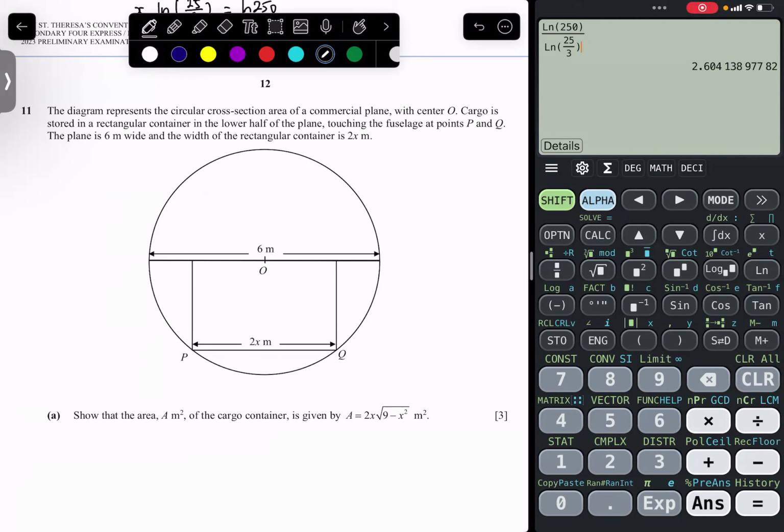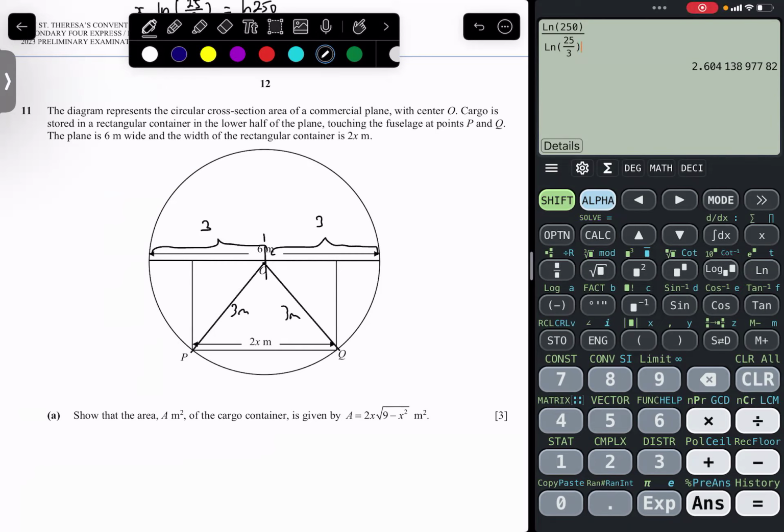Okay, the plane is 6 meters wide, and O is the center, which means that down here, this part, the radius is going to be 3. So that's the information that we can gather. We also know that this is the center, so center to a point on the circle is also going to be 3 meters. And they did mention that this is a rectangle.